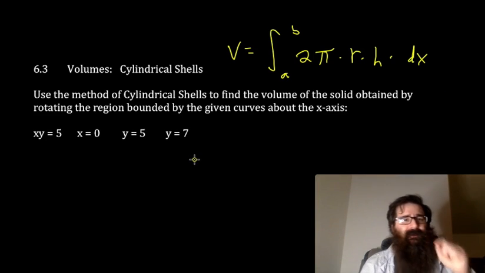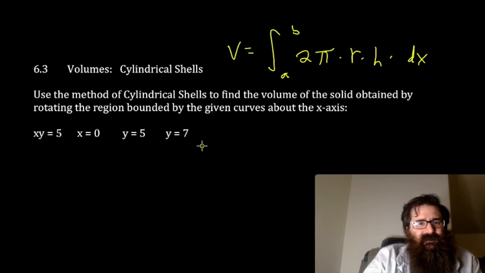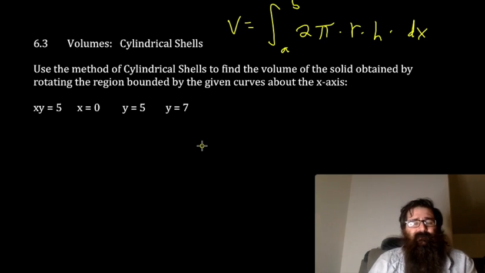So let's use the method of cylindrical shells to find the volume of the solid obtained by rotating the region bounded by xy equals 5, x equals 0, y equals 5, and y equals 7. We're rotating that about the x-axis in this case. Hey, let's get a visualization. Let's see what's going on here.